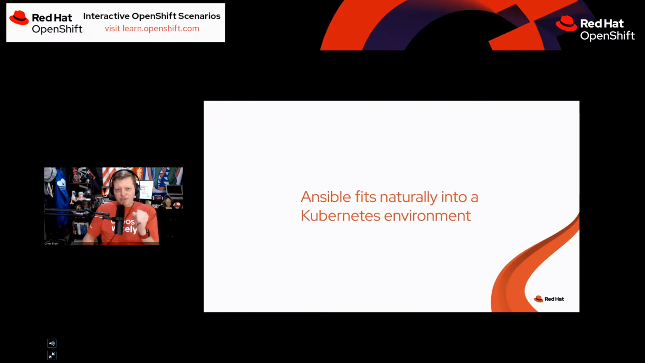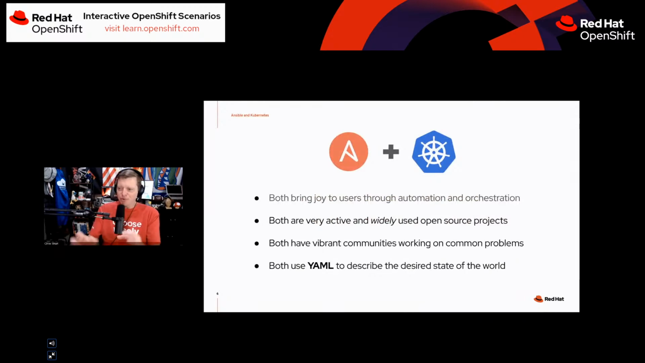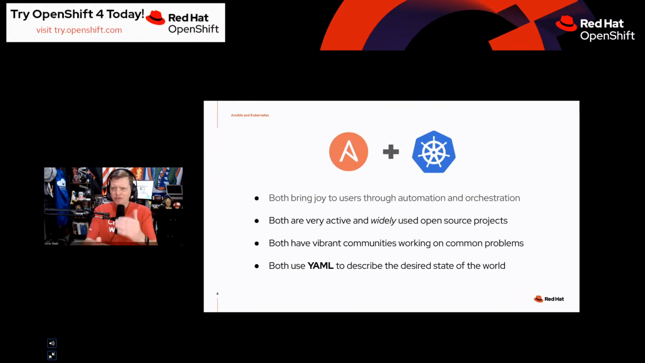In my opinion, and in a lot of people's opinion here at Red Hat and elsewhere, Ansible fits naturally into a Kubernetes environment. That might seem a little awkward, but let's compare the two, right? Let's look at them individually. Both bring joy to users through orchestration and automation. Both are very widely used, very vibrant, active projects. The GitHub Universe report last year had Kubernetes at 7 and Ansible at 8, or 5 and 6 or something like that, on the overall activity of the entire GitHub universe. So they're vibrant communities that work on common problems too, right? When you go to Ansible Fest, you're talking to engineers and people trying to solve problems.